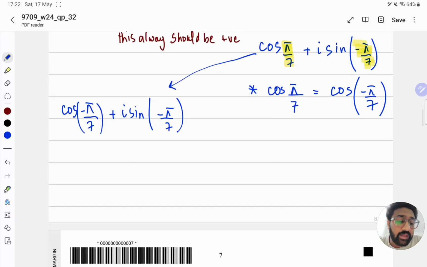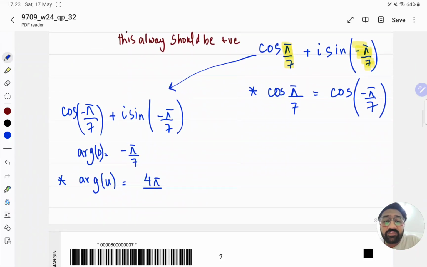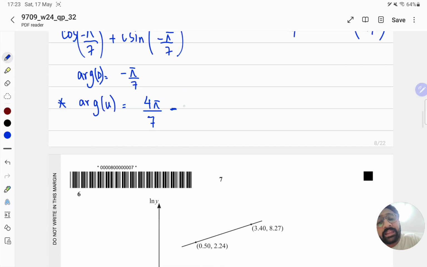Now you could see over here, both the angles are the same. The argument for the denominator is going to be negative pi by 7. One was for the numerator, this argument is of the denominator. Now we have to find the argument of the complete complex number u. So the argument of the numerator, which was 4 pi by 7, minus the argument of the denominator, which is minus pi by 7.